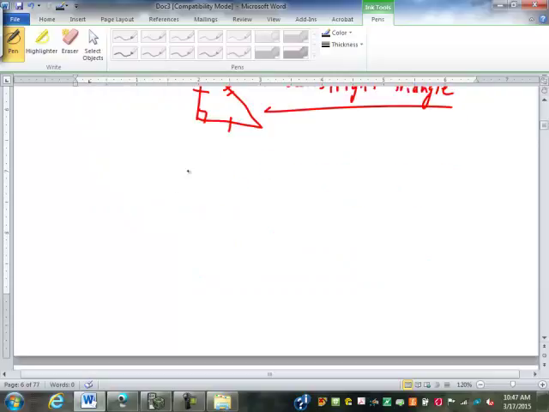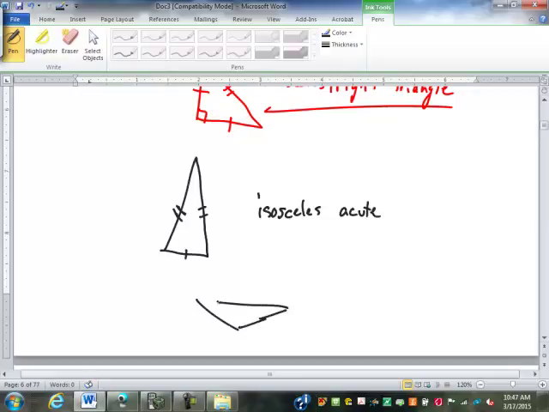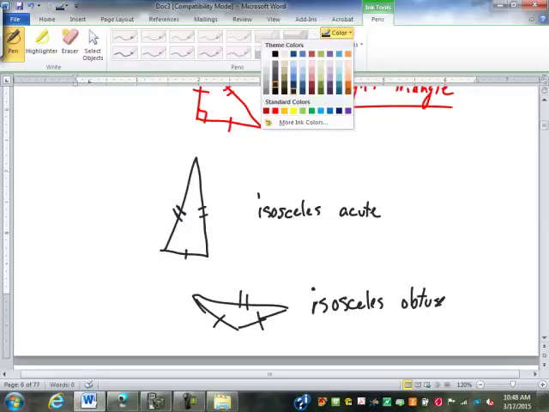You might have something like this. That is what two types? It's acute, yep, and there's an isosceles acute triangle. And of course you could have this one, which is isosceles, and it is obtuse. Any questions so far?